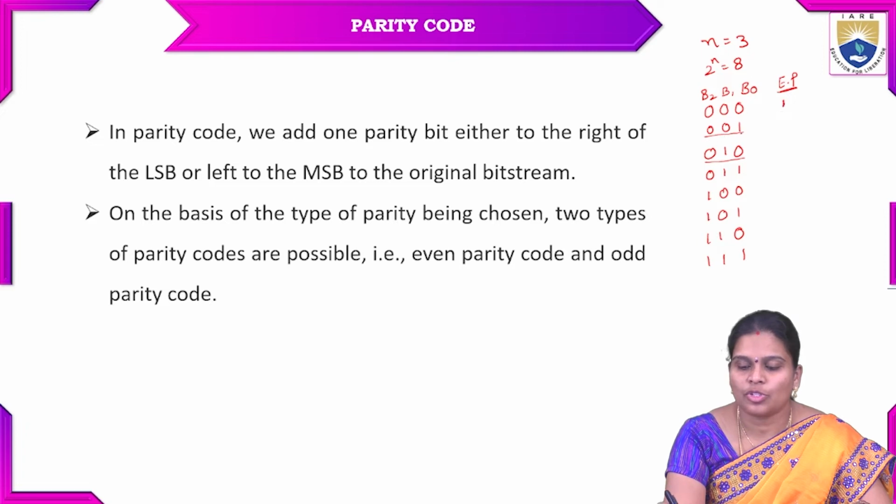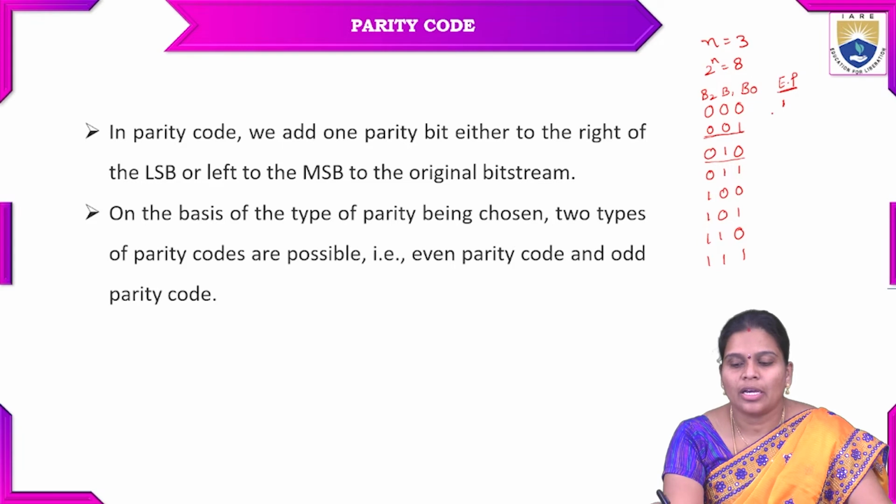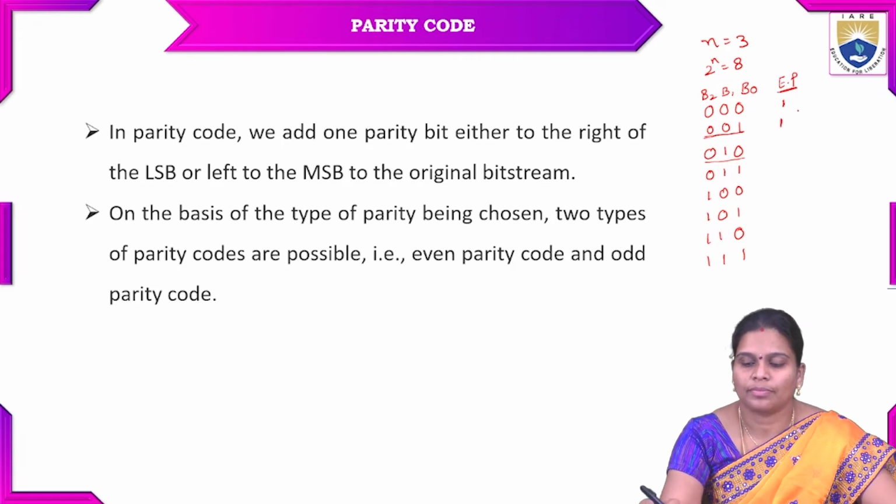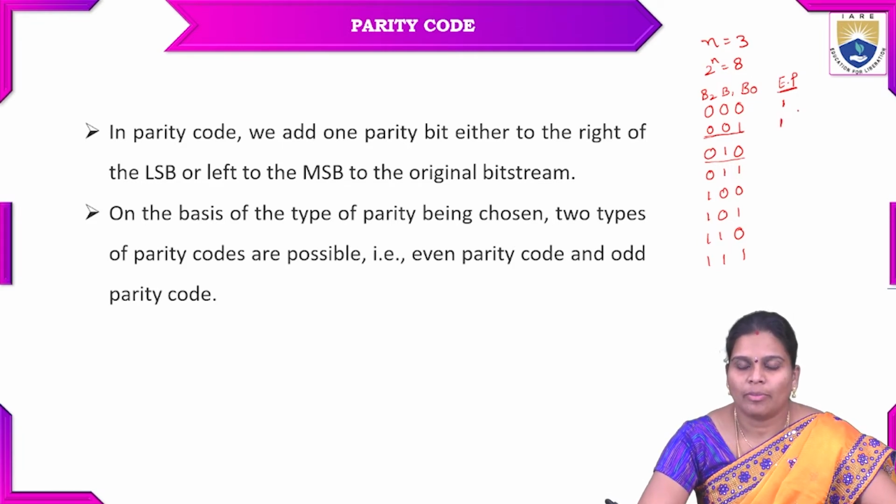Next, 0 0 1. Here the number of ones in this data is a single one. This is not an even value, so it is not even data. So the parity will be 1.